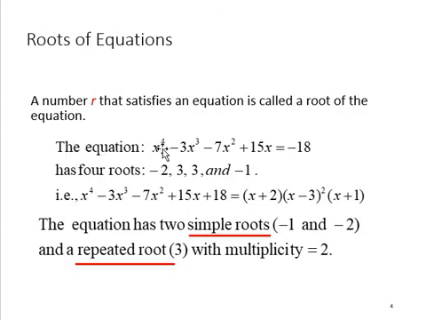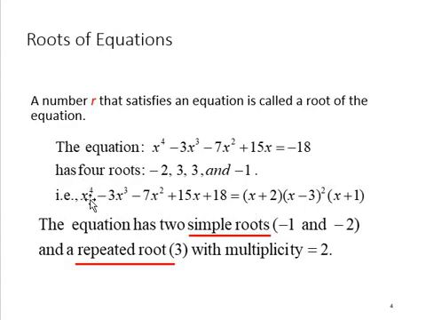So given the equation x to the power 4 minus 3x cubed minus 7x squared plus 15x is equal to minus 18, this polynomial has got 4 roots because the highest degree of this polynomial is 4. So it has got 4 roots. You can check these ones. If you substitute minus 2, 3, 3, minus 1, all of these will give you a 0.